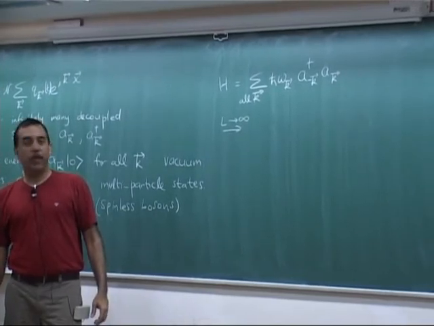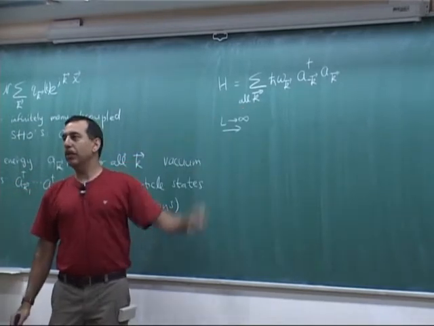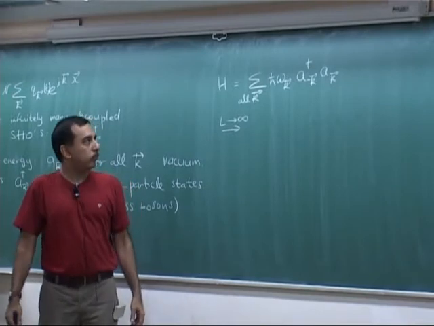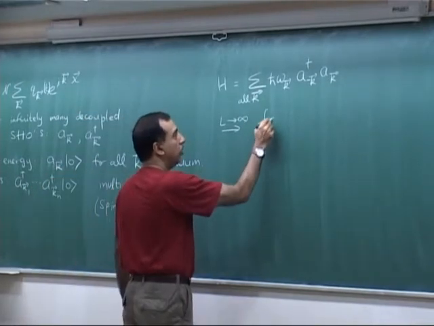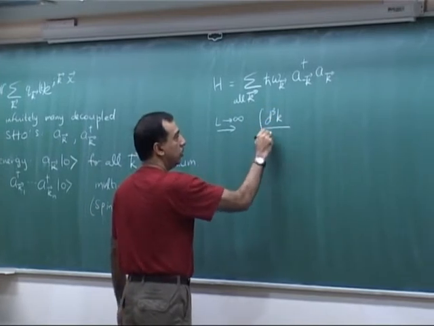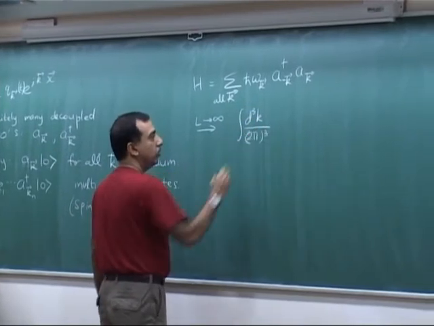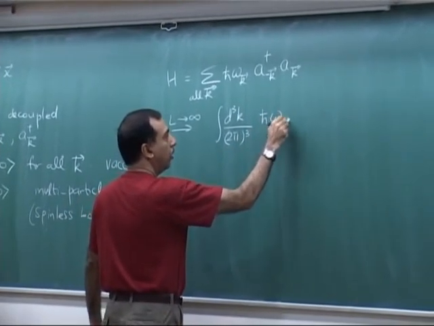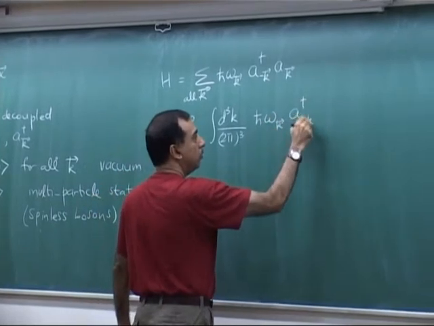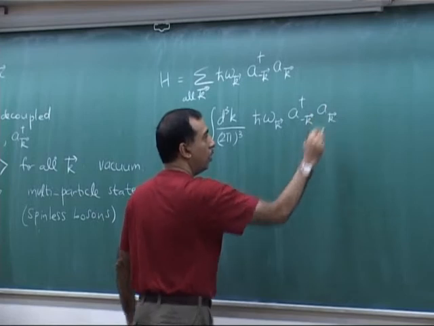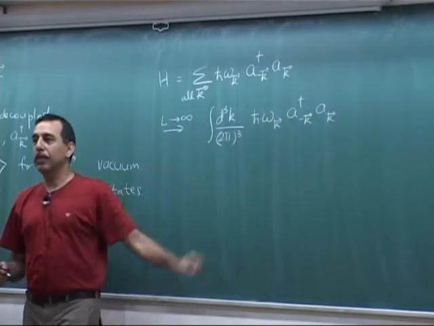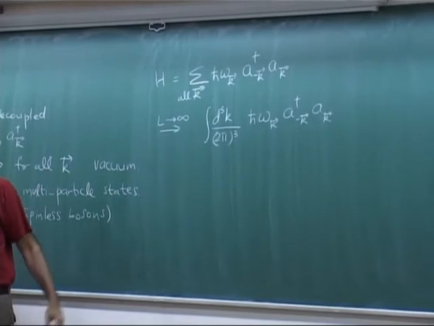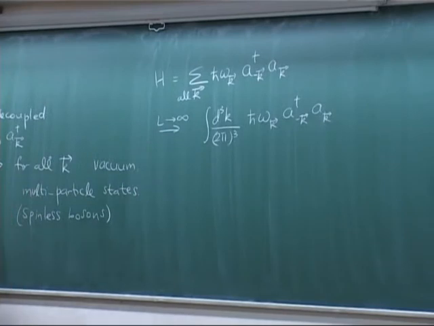Then what do we really expect? That these k's will become continuous. Then any k is allowed simply, and we have to integrate over all of them. So we expect that the sum will turn into an integral. The conventional normalization of that integral is with a 2 pi cubed. And then here we simply have h bar omega_k, the same things. If you prefer, you can now think of these as arguments rather than labels. It's the same thing exactly, except that it's now written as an integral.